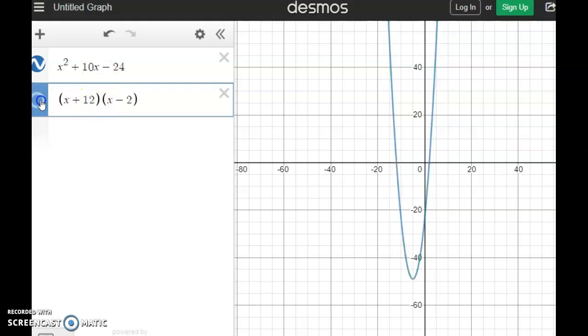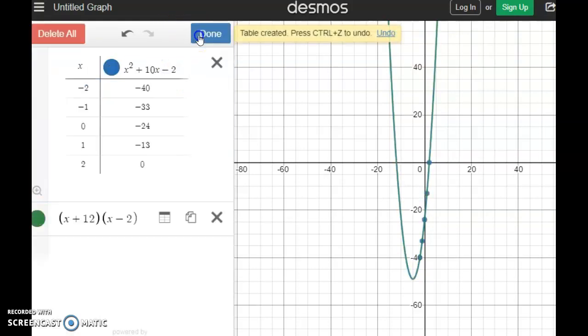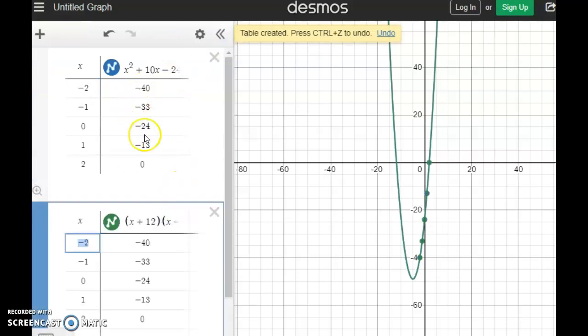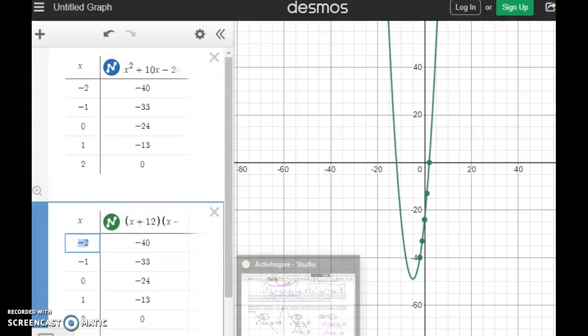And how do we know that these two are equivalent? Well, if you highlight and unhighlight that green graph, you can see that they lie directly on top of each other. Or pull up the tables. What are we looking for? That all the y values match up perfectly for the given x values. So this was good. This is correct. We did it.